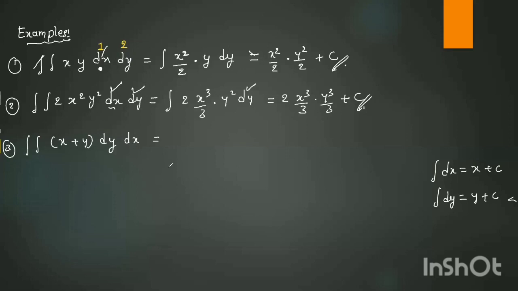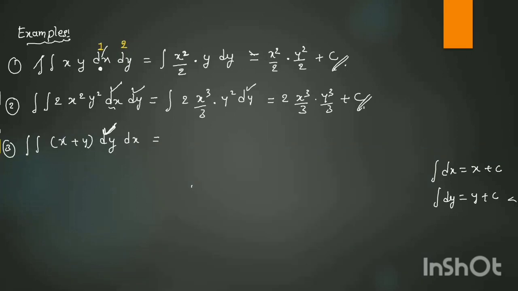Got the answer? Yes, sir. X square y by 2 plus y square x by 2 plus c. Yes, correct. Let's see what is the answer. We have to do with respect to y first. So what you will do with x? X is a constant, right?